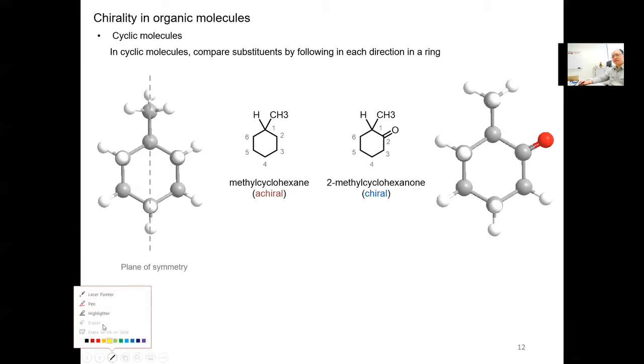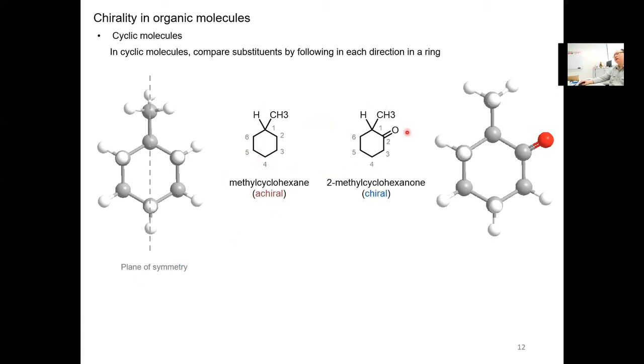Let's change back to the laser pointer. Okay. So all I have shown you are linear molecules. How about cyclic molecules? Because it has a ring, it makes it a little bit confusing, right? So that's the way we do it. In cyclic molecules, you just compare substituents by following each direction in the ring. So this carbon has a hydrogen and CH3, different, right? On the left, it has CH3, CH2. On the right, CH2, CH2, CH2. They share this together, so you can find an internal plane of symmetry. Thus, this is achiral. Methylcyclohexane is not chiral.